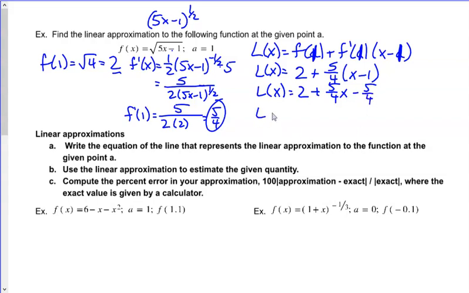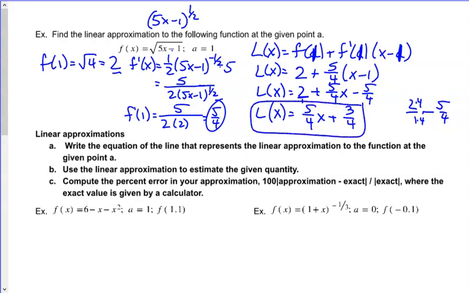Then I have to combine my 2 and my 5/4. So I'm going to rewrite the 5/4 x to come out front. Then I need this to be over 1, so 2 over 1 minus 5/4, so I need a 4 and a 4. So 8/4 minus 5/4 looks like 3/4 as my final answer. And that's all they're asking for. When they ask you what's the linear approximation in generic form, that is what it is, okay?